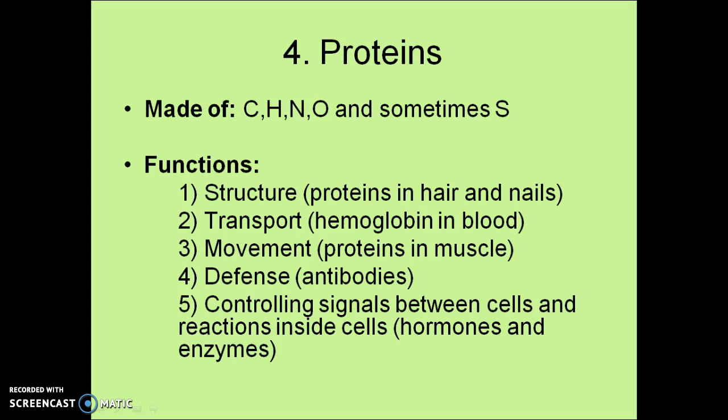We can also use proteins for transport. For example, there's a protein called hemoglobin in your red blood cells that binds to oxygen and carries oxygen through the bloodstream. We also use proteins for movement. You have proteins in your muscle that help contract the muscle to allow you to move. We also use proteins in the immune system to defend our body against pathogens like bacteria and viruses. Those specific proteins that assist with defense are called antibodies.